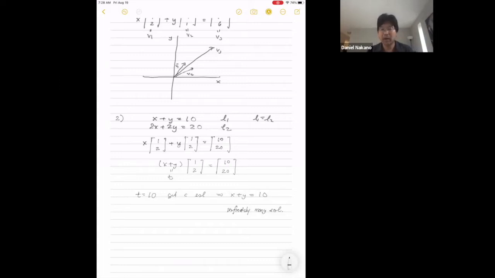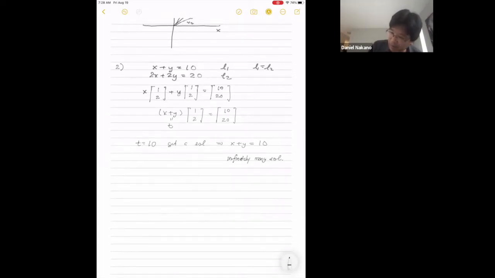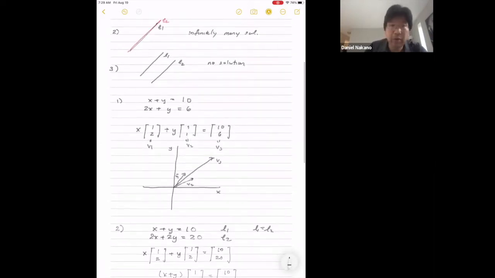Okay, good. And then finally, let's look at the example we had in the last class. Here it is. x plus y is equal to 10, and x plus y is equal to 20. So here we have two lines, and they both have the same slope, but they have different y-intercepts. So we're basically in case 3 over here.